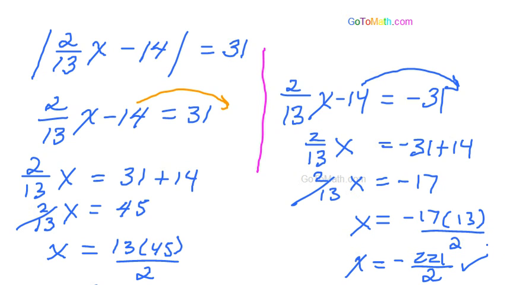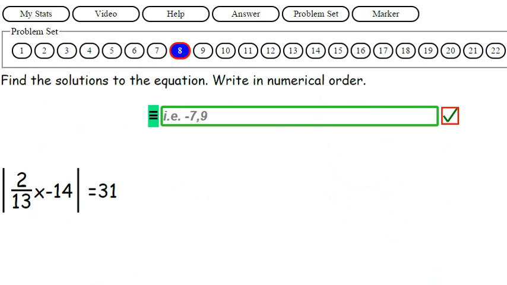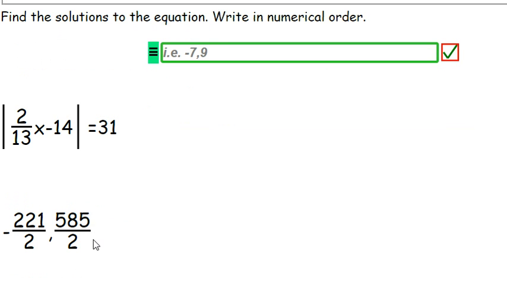Alright, so that would be the other solution. And remember, you can always take this number and come up here and plug it in and hope for the best, right? So you'd plug this in up here, and it better be equal to 31. That's for sure. Something's not right. Okay, so let's remember these two numbers. 585 over 2, and negative 221 over 2. Okay, so that looks good.